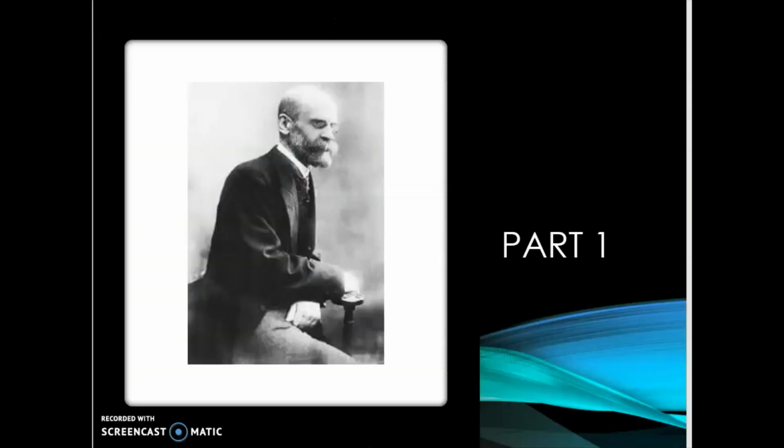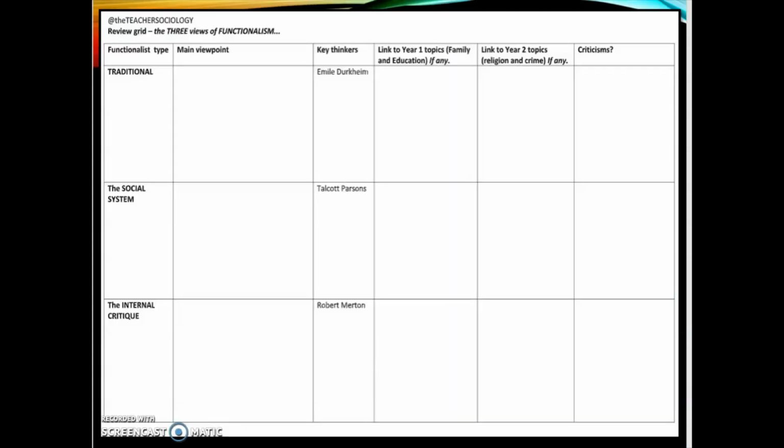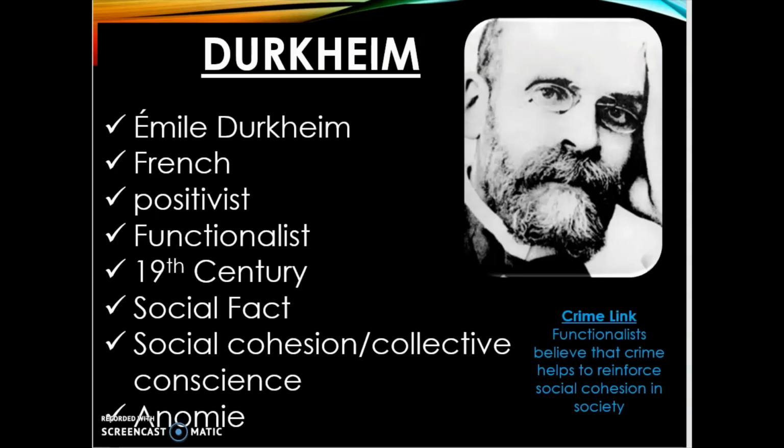So part one, we're going to look at Emile Durkheim, and there he is. One of the founding fathers of sociology. If we're looking at our table, we're going to be doing this top row. Let's start with the main viewpoints of Emile Durkheim. He was a French sociologist. He was also a positivist as well. That meant he believed that sociology should be a science. And he was writing within the 19th century.